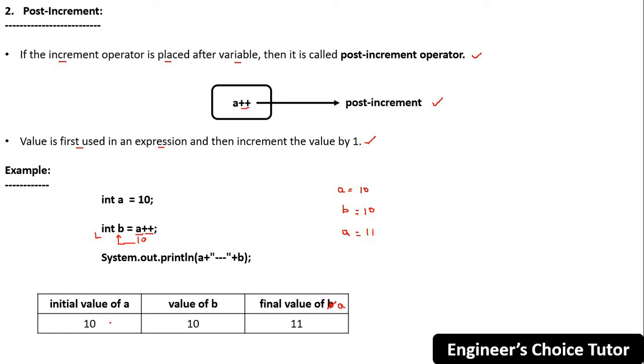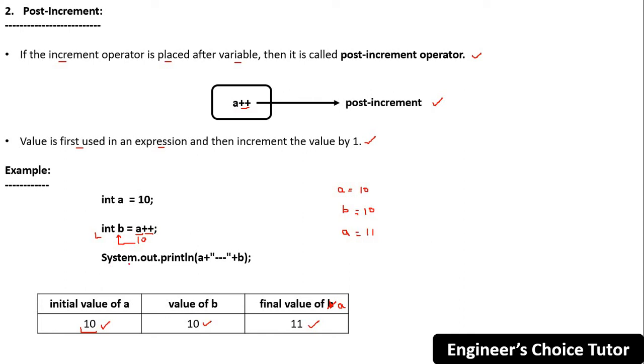So the initial value of a is what? 10. For the value of b, assignment takes place, so 10, and then for the final value of a, the increment will take place. Then the final value of a is what? 11, because earlier it was 10, so incremented by 1 is 11. I hope this much is pretty much clear to you.